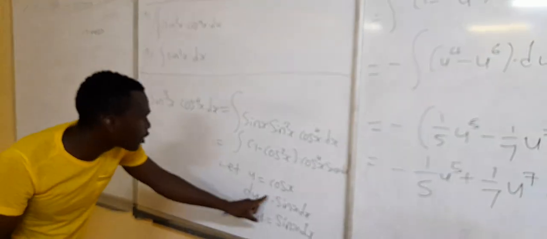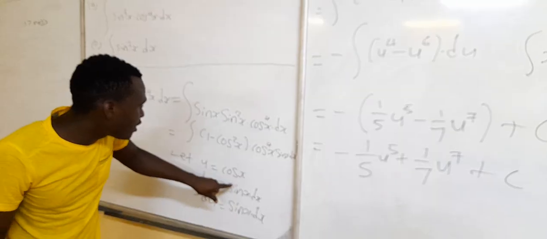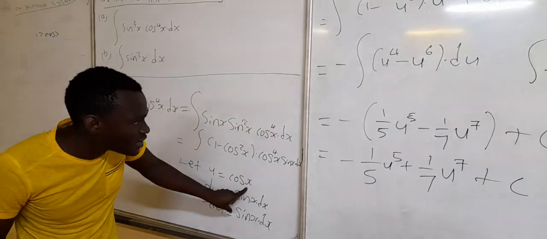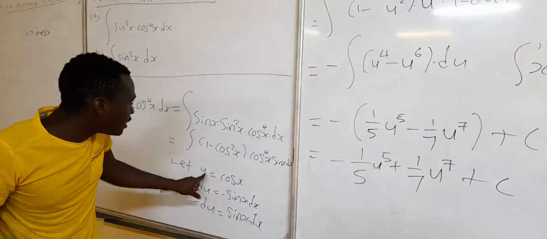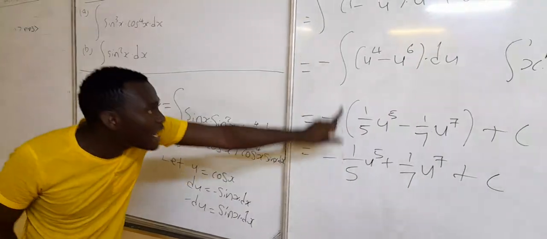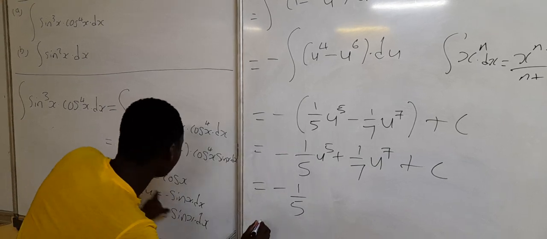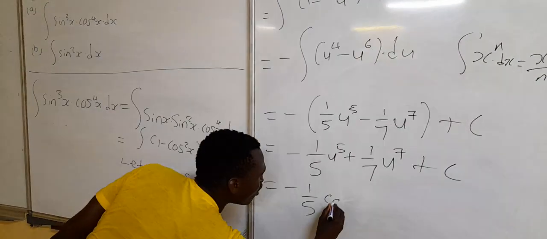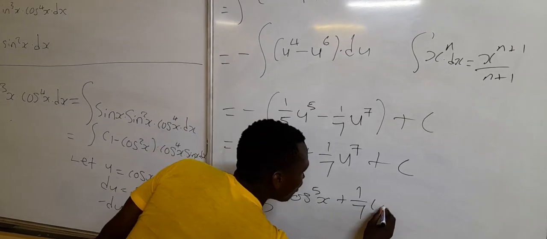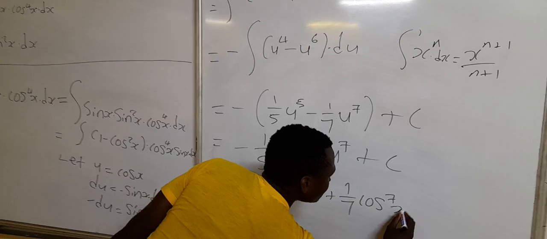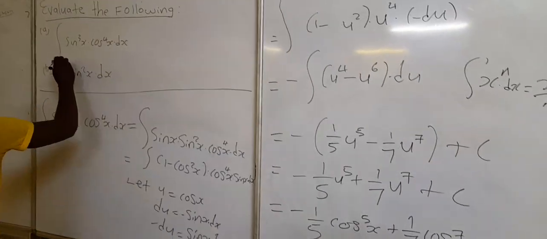You know that we let u be cos x. So we don't have to leave it like this. We need to return to the original variable. In place of u, you put cos x, because we're integrating with respect to x, not with respect to u. We just use u substitution to help us integrate. So this is equal to minus 1 over 5, where there's u, we put cos x, so this is cos to the power 5 of x plus 1 over 7 cos to the power 7 of x plus c. This is your answer.